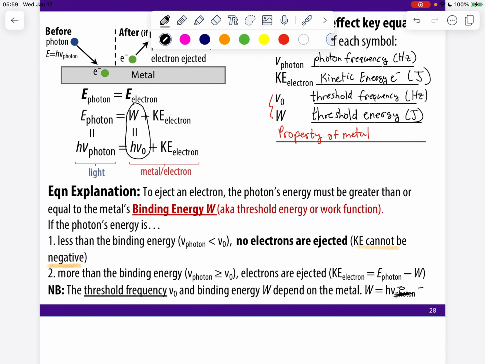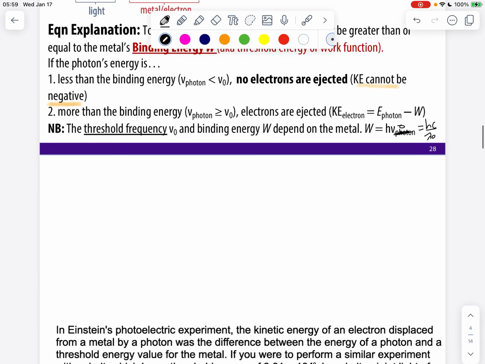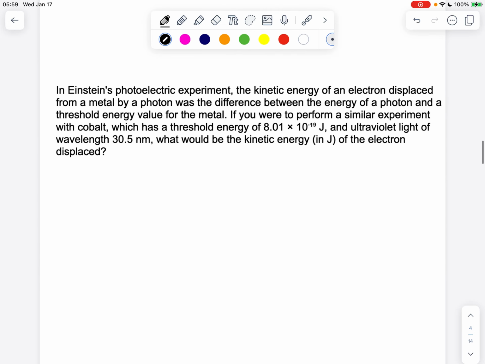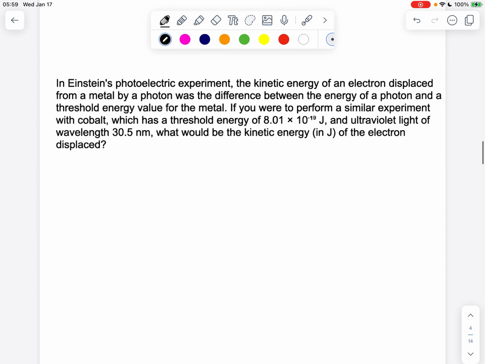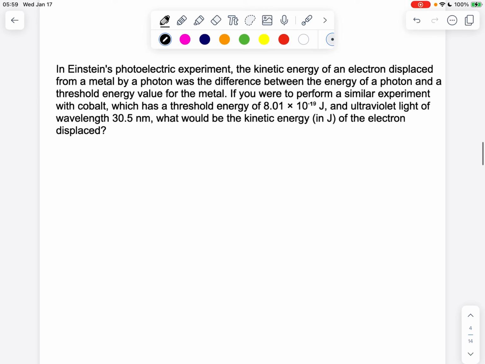And again, that would also be hc over lambda naught if we had that. Okay, with that out of the way, let's look at Einstein's photoelectric effect. This is problem 6 from Active.